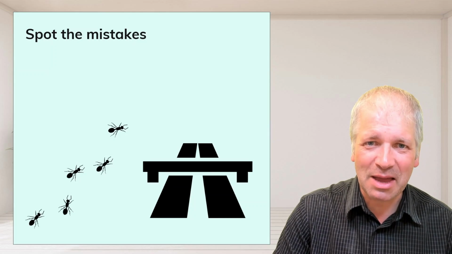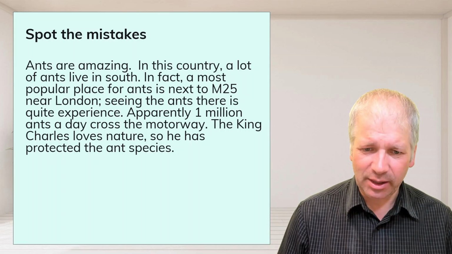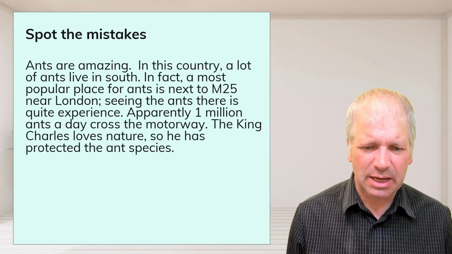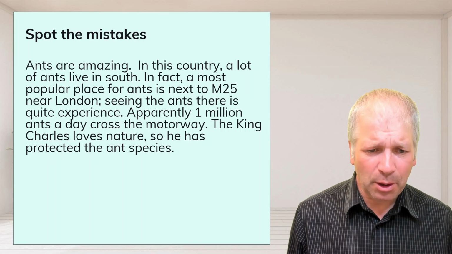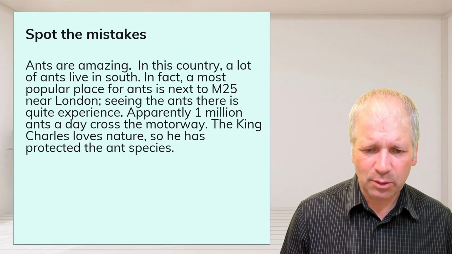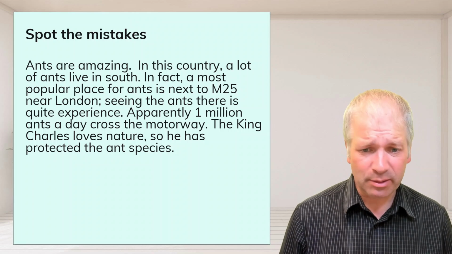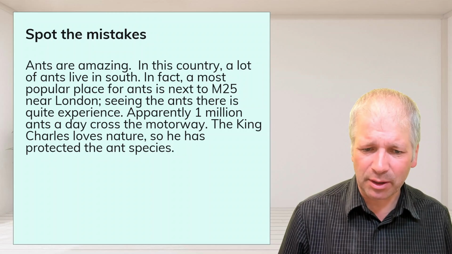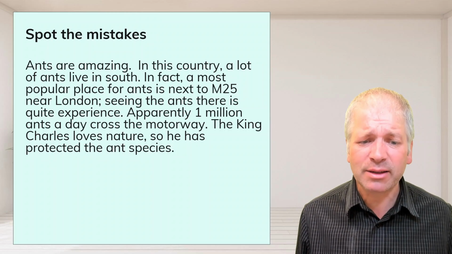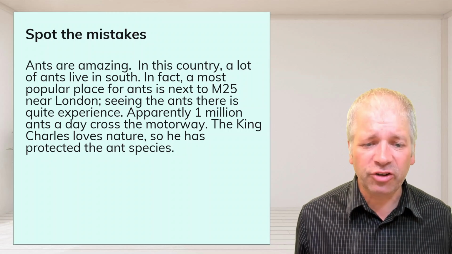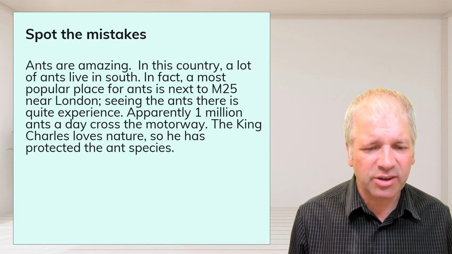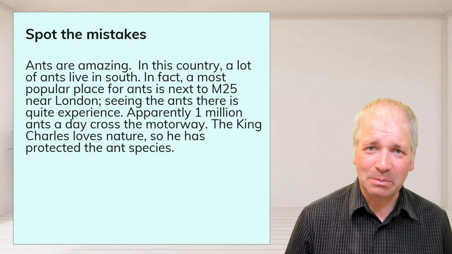Here come the mistakes. Ants are amazing. In this country, a lot of ants live in South. In fact, a most popular place for ants is next to M25 near London. Seeing the ants there is quite experience. Apparently 1 million ants a day cross the motorway. The King Charles loves nature, so he has protected the ant species.